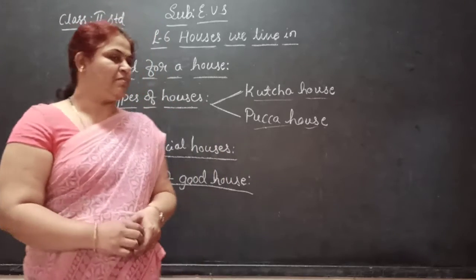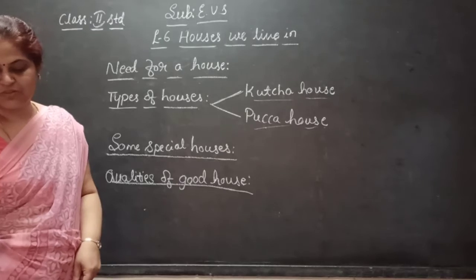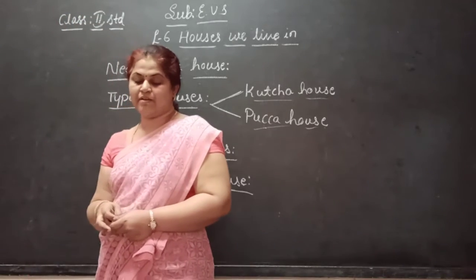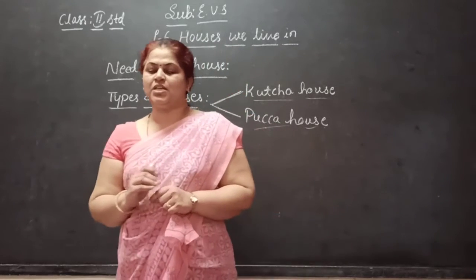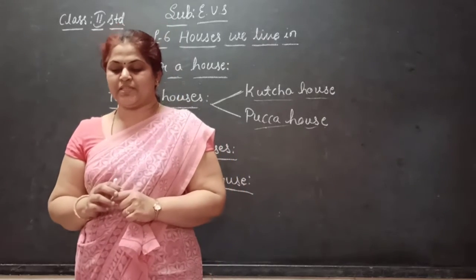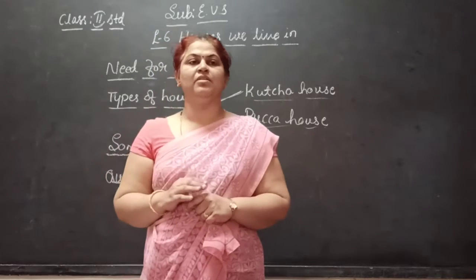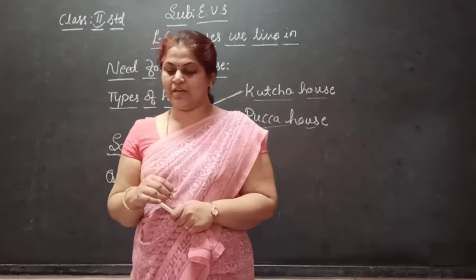So next are some of the special houses. Some of the special houses are tent, igloo, stilt house, caravans, houseboats. These are all special houses. A tent is made up of canvas. Tents are used for camping purposes, for soldiers and for campers who go trekking; they will use the tent.